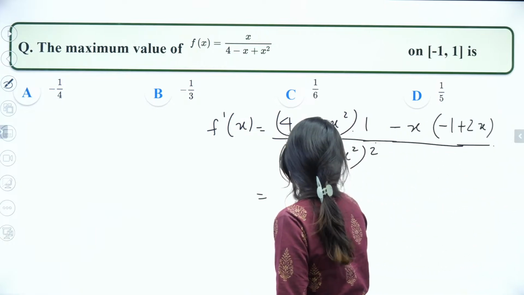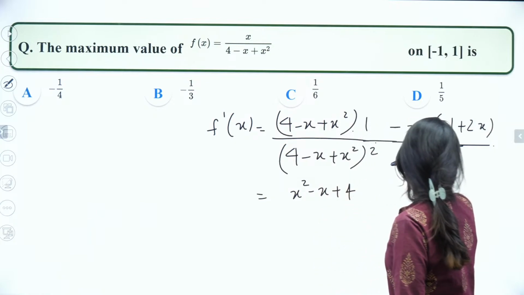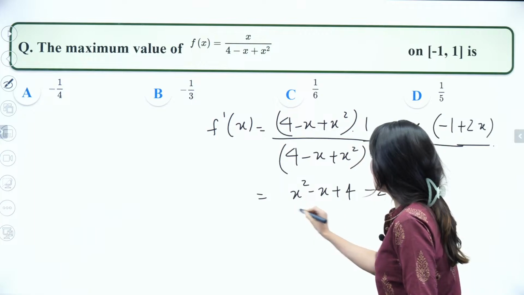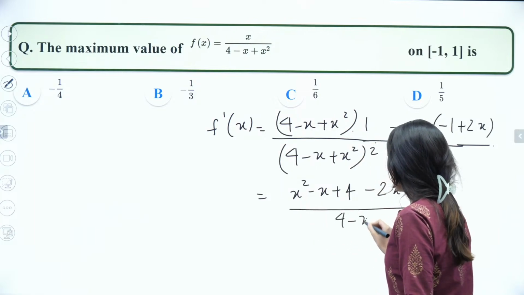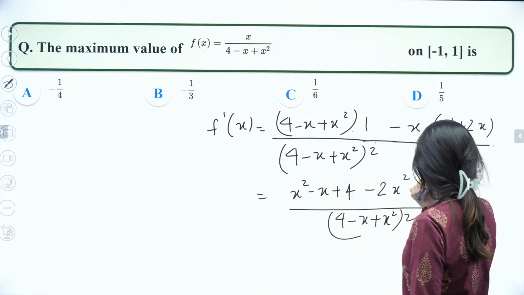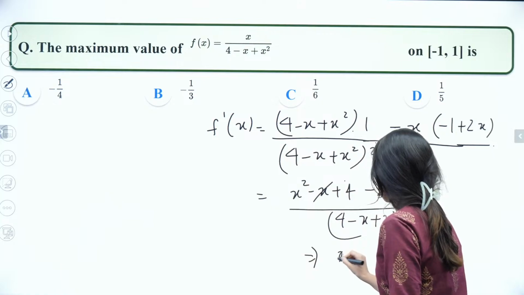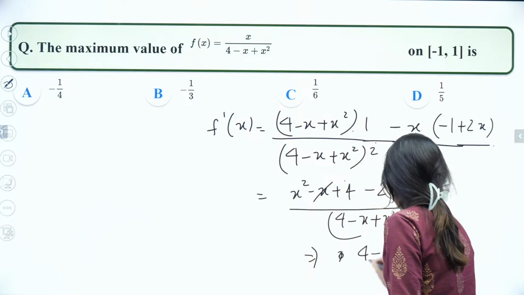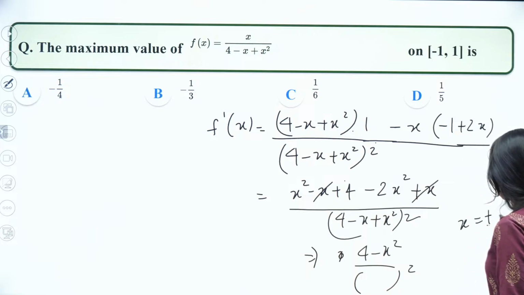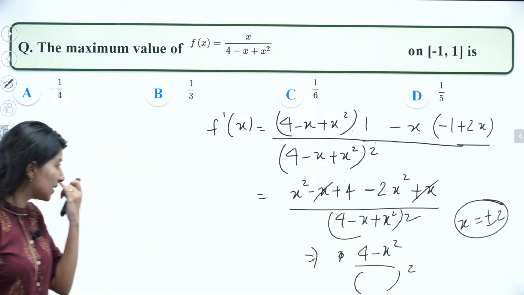So this is x square minus x plus 4, and then we have minus 2x square plus x, whole upon (4 minus x plus x square) whole square, and these two are getting cancelled out. So we are having 4 minus x square upon this quantity. So x equals plus minus 2 is something, right? x equals plus minus 2.